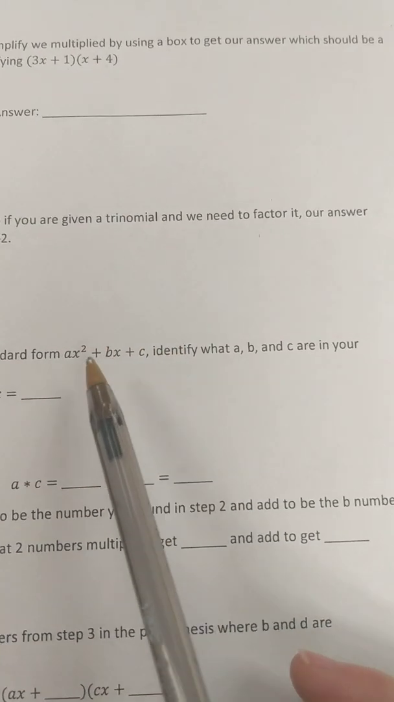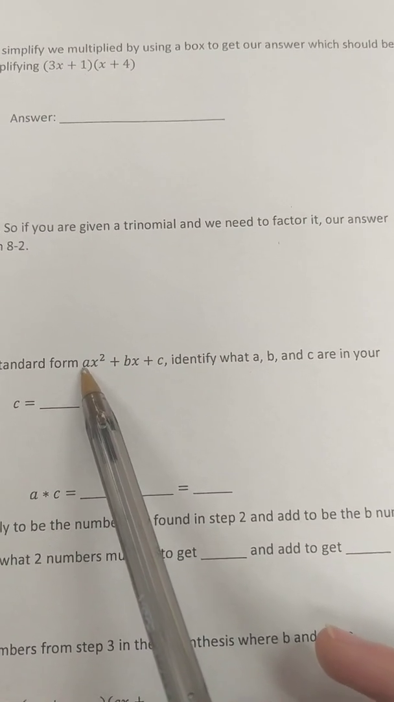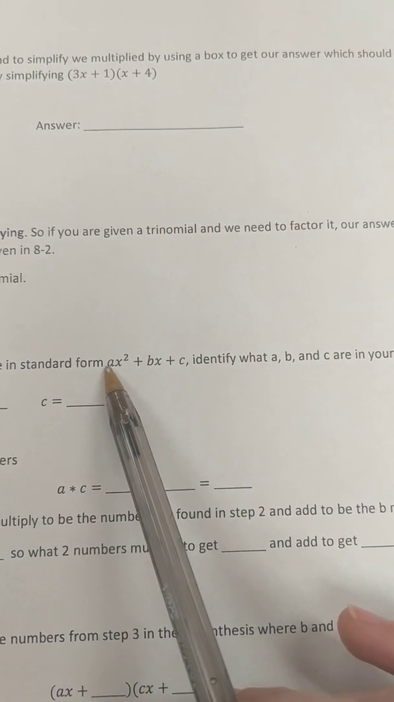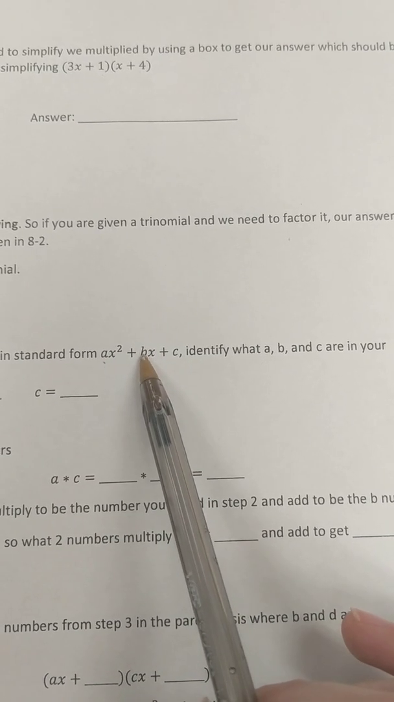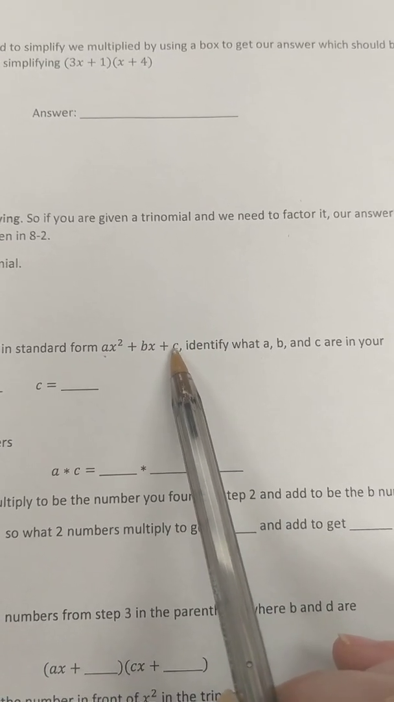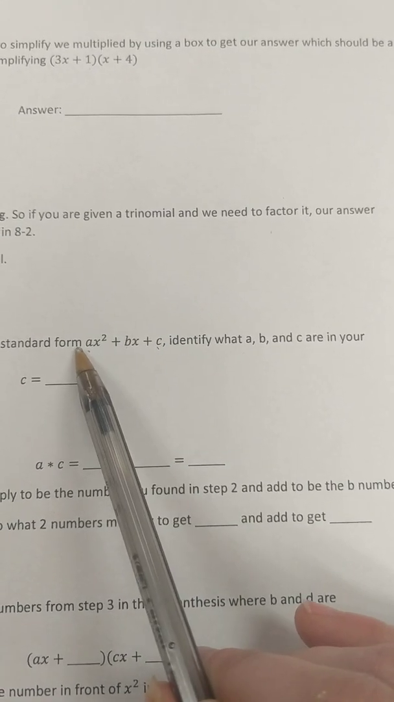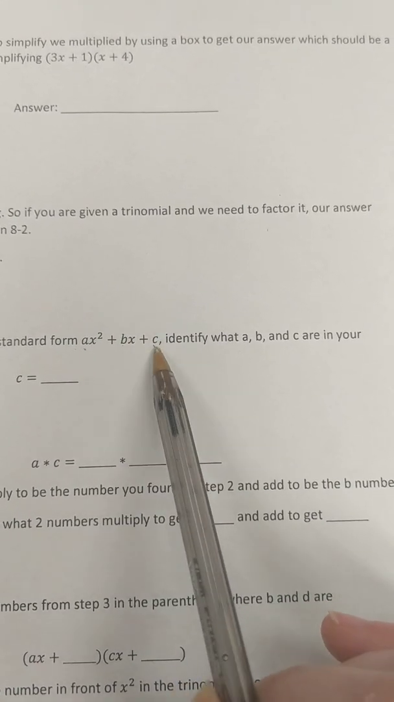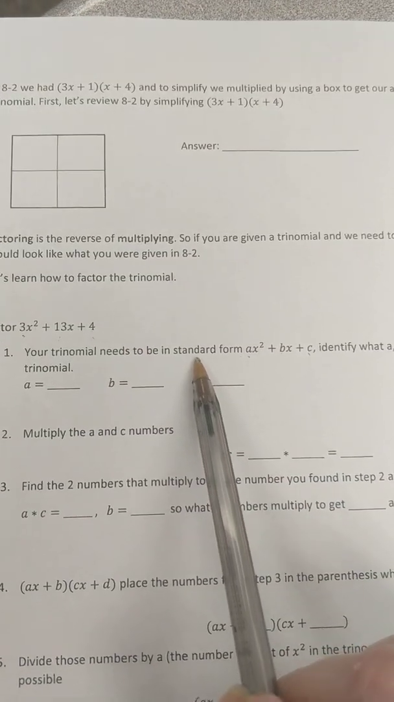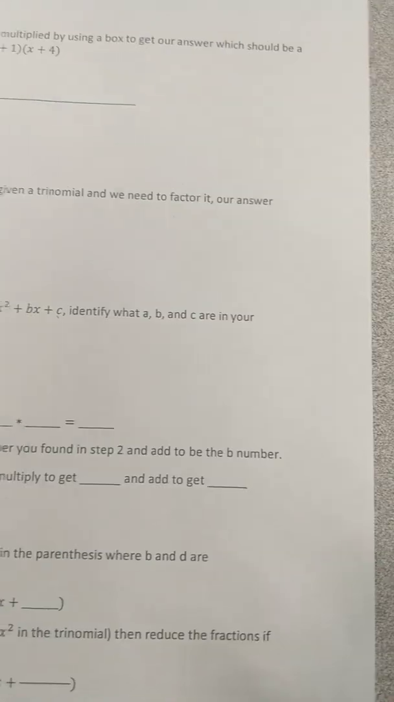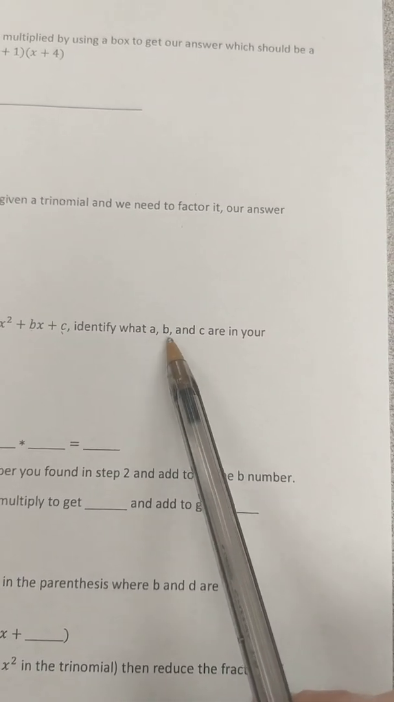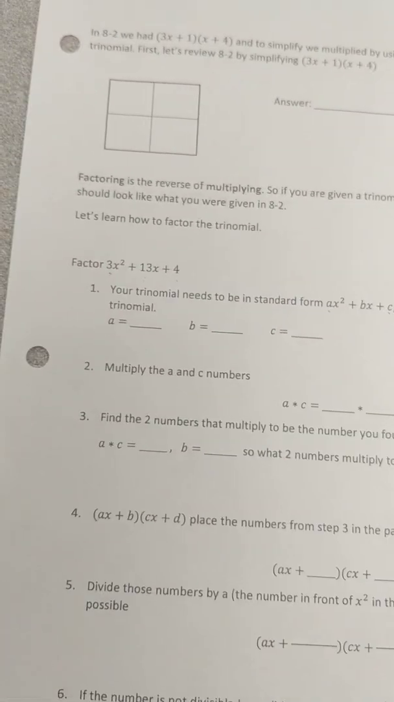Next, you need to see that we're going to say that the number in front of x squared is considered a, the number in front of x is b, and the constant we're going to call c. Okay, so we're going to use those throughout the lesson. A is in front of x squared, b is in front of x, and c is your constant. So your trinomial needs to be in standard form. Check. Now we need to identify what a, b, and c are in our example.